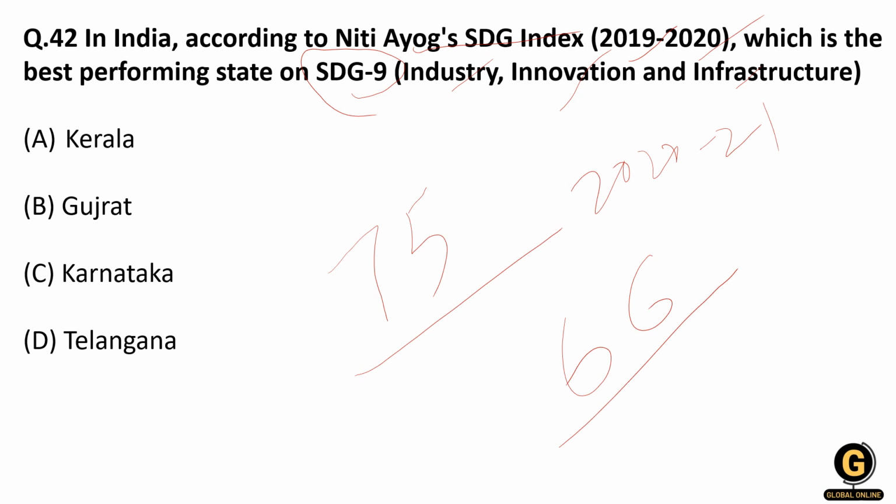So remember, the best performing state in the SDG index is Kerala, and the worst performing state is Bihar, right? So you have to remember these two, and the top performing union territory is Chandigarh, and this index was started by Niti Aayog in the year 2018. So these are the brief points. I hope you have understood it.